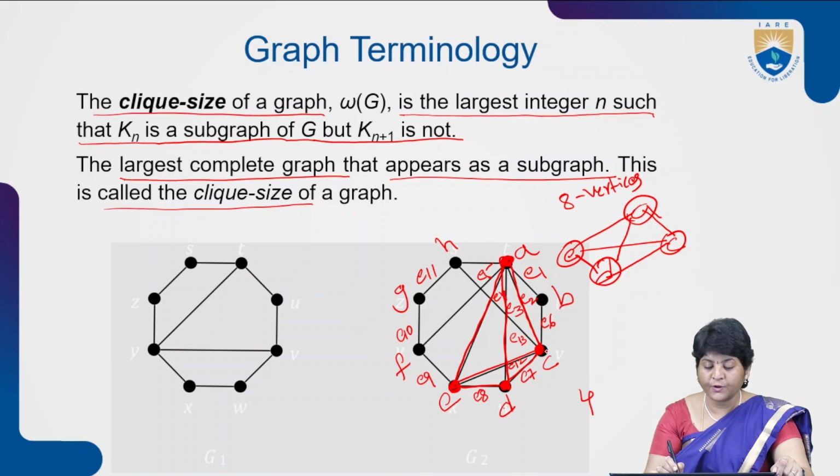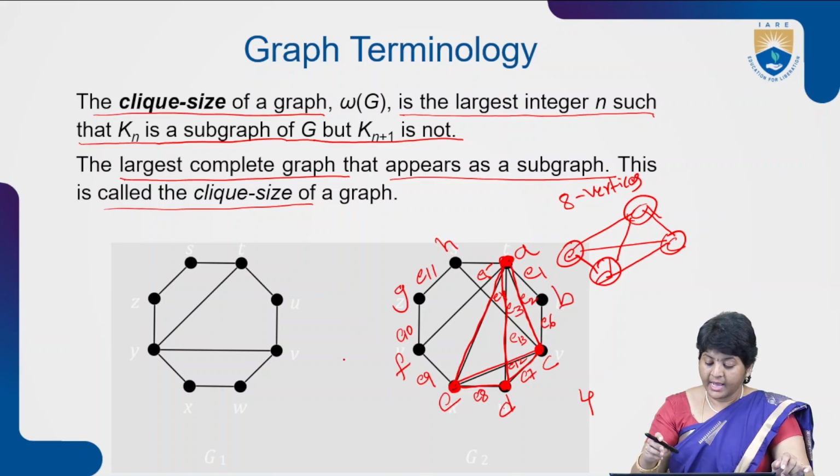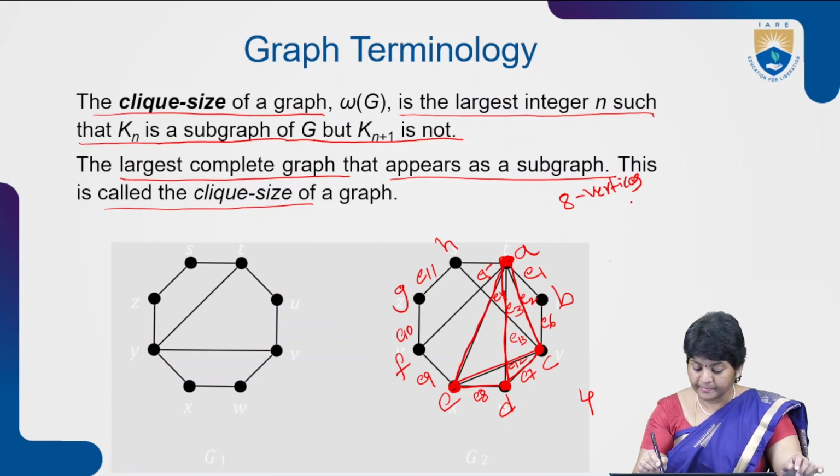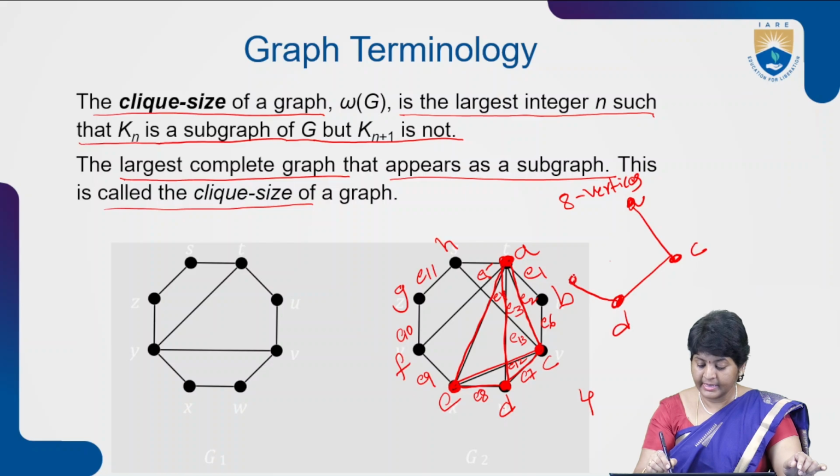Because A is connected to the rest of the 3 vertices, C is connected to the rest of 3 vertices, D is connected to the rest of the 3 vertices, and similarly E is connected to the rest of 3 vertices. So if you draw this graph, induced graph or a subgraph, A, C, D, E, which is connected to A, and now we will connect this all together.